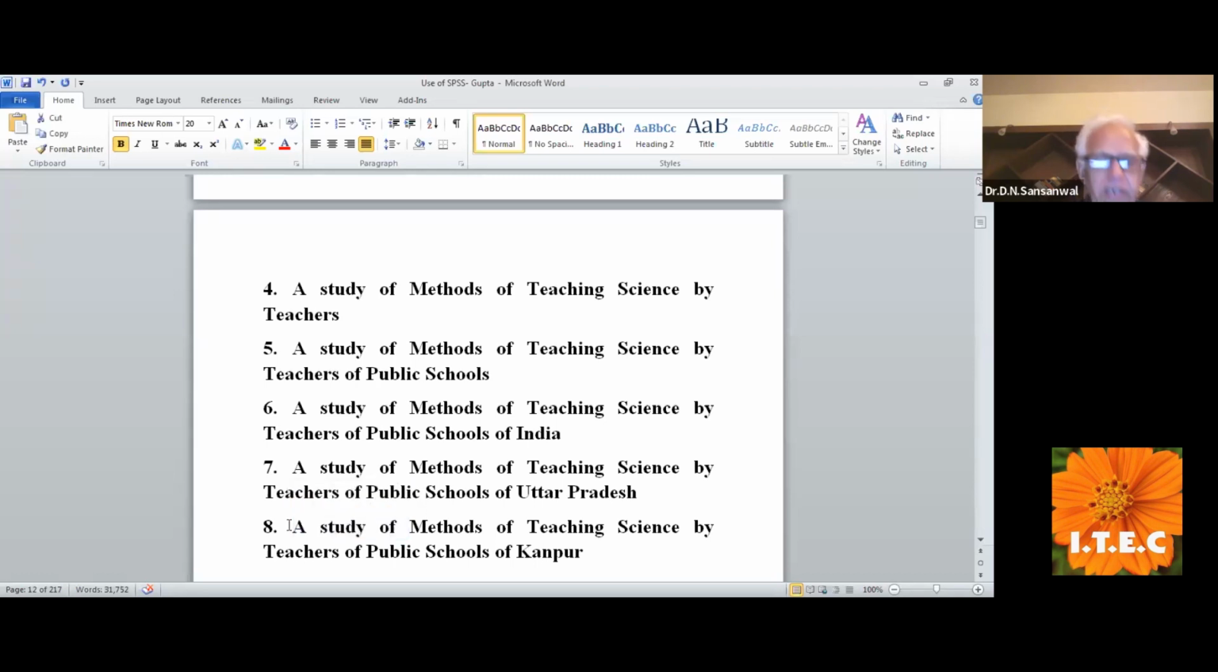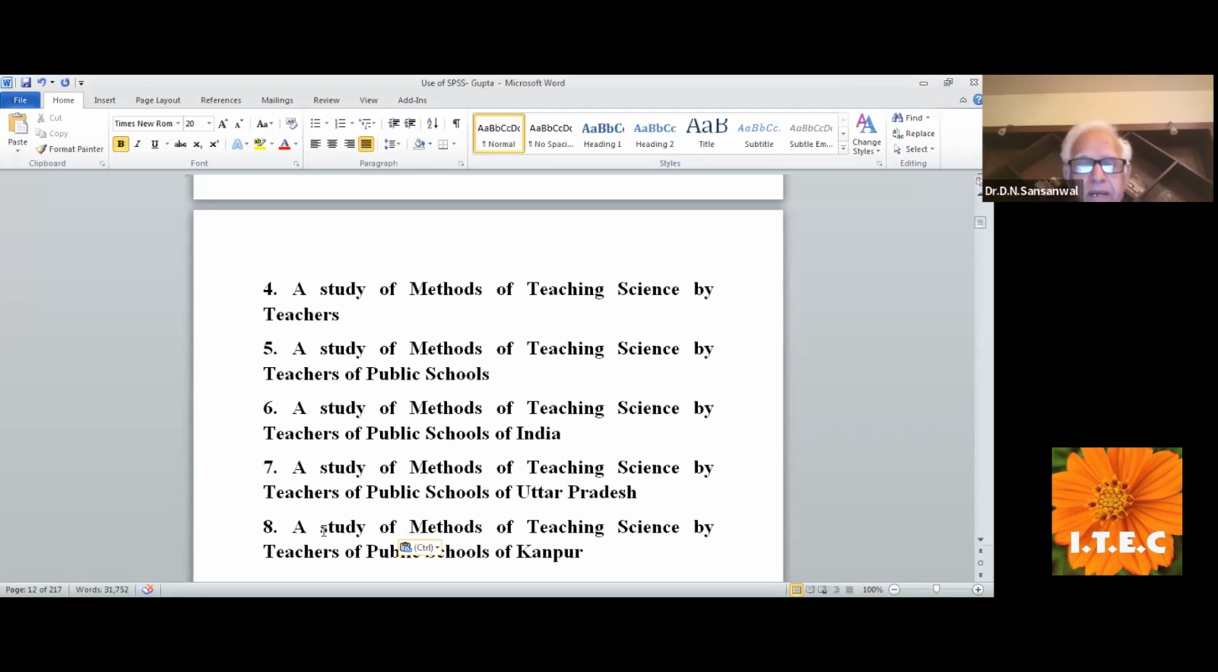can this be the title of the research? Methods of teaching science by teachers of public schools of Kanpur. Can the 8th be the title of the research or the title of something else? So you are right. This cannot be the title of a research, but this can be the title of a paper. So if you want to make it the title of a research, you have to use the words a study of.